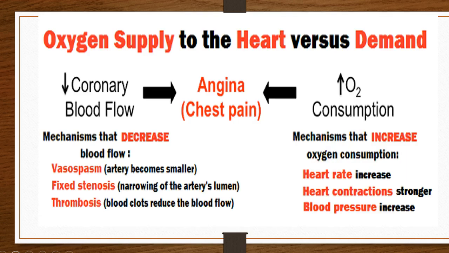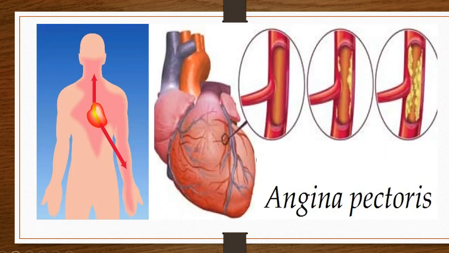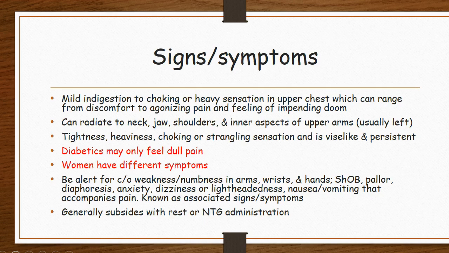So again, this is just a chart to show you how oxygen supply affects chest pain. So coronary blood flow decreases, and that causes chest pain. O2 consumption increases, and that can cause chest pain. Another picture for you. Signs and symptoms.